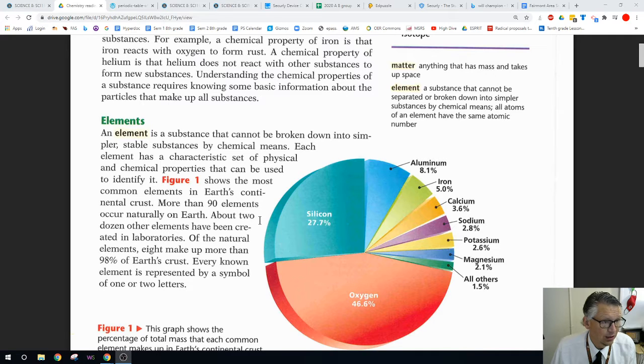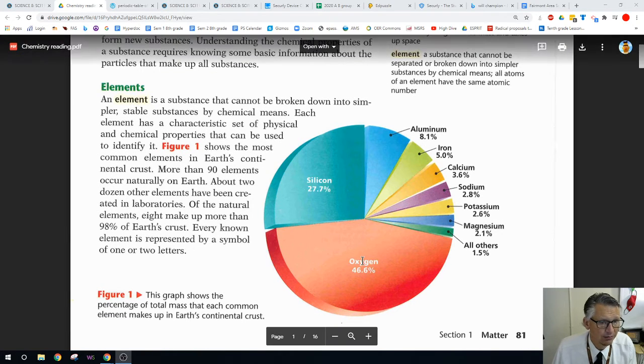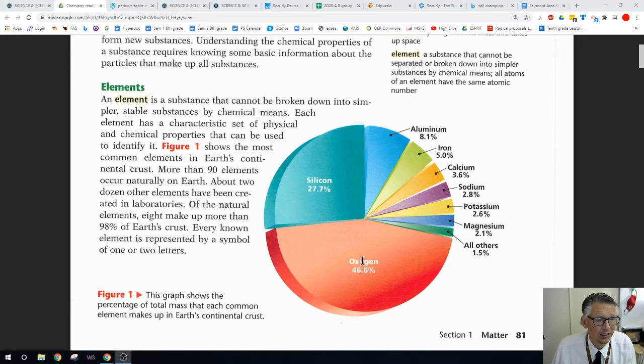About 24 other elements have been created in laboratories. Of the natural elements, 8 make up more than 98% of the Earth's crust. Every known element is represented by a symbol of 1 or 2 letters. So as you see, oxygen is the most abundant element in the Earth's crust, then silicon, then aluminum, then iron.